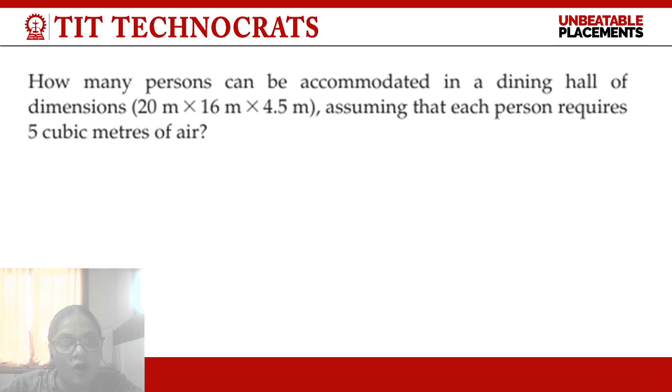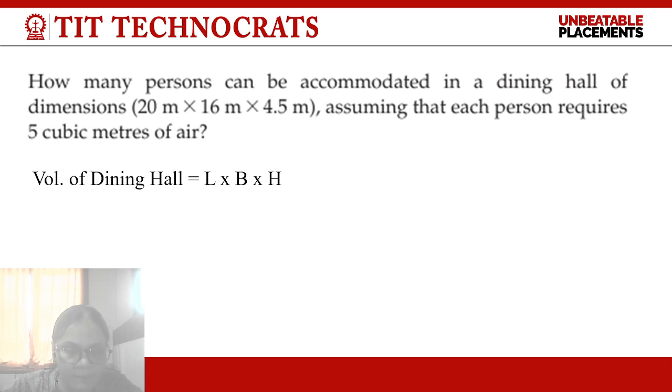They are asking how many people can be accommodated in this hall if each person requires 5 cubic meter of air. First of all, we'll calculate how much air will be there in that hall. The capacity of the hall will contain only that much air, which will be the capacity of that hall. So first of all, we'll calculate the volume of that hall because the total air available in that hall is equivalent to the volume of the dining hall.